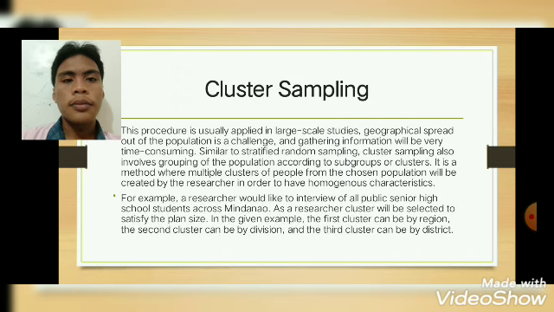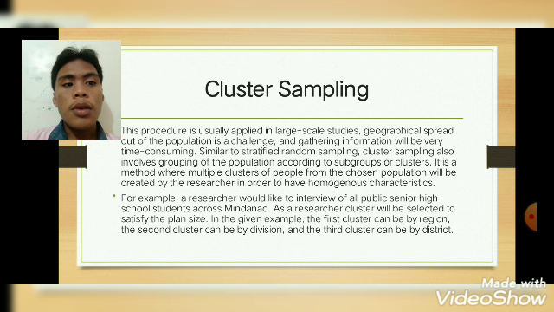Next, cluster sampling. This procedure is usually used in large-scale studies where the geographical spread of the population is a challenge, and gathering information will be very time-consuming. Similar to stratified random sampling, cluster sampling also involves grouping of the population according to subgroups or clusters. It is a method where multiple clusters of people from the chosen population will be created by the researcher in order to have homogeneous characteristics.